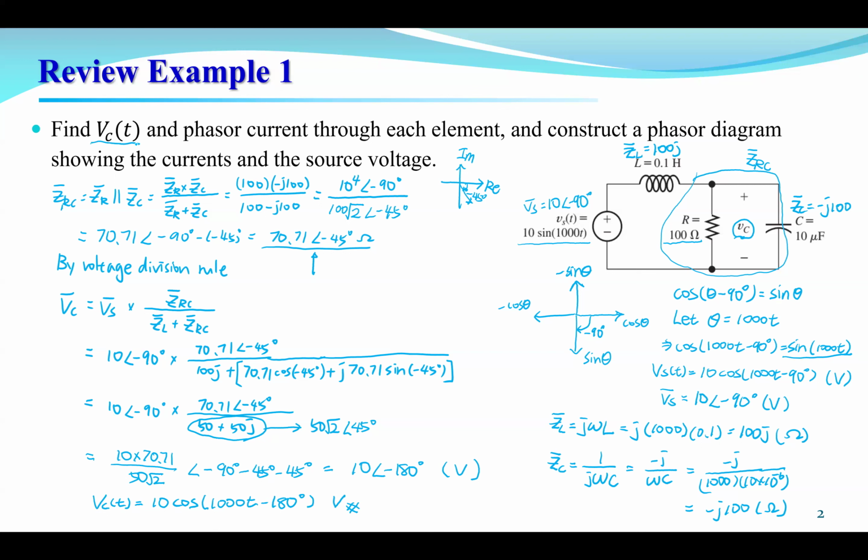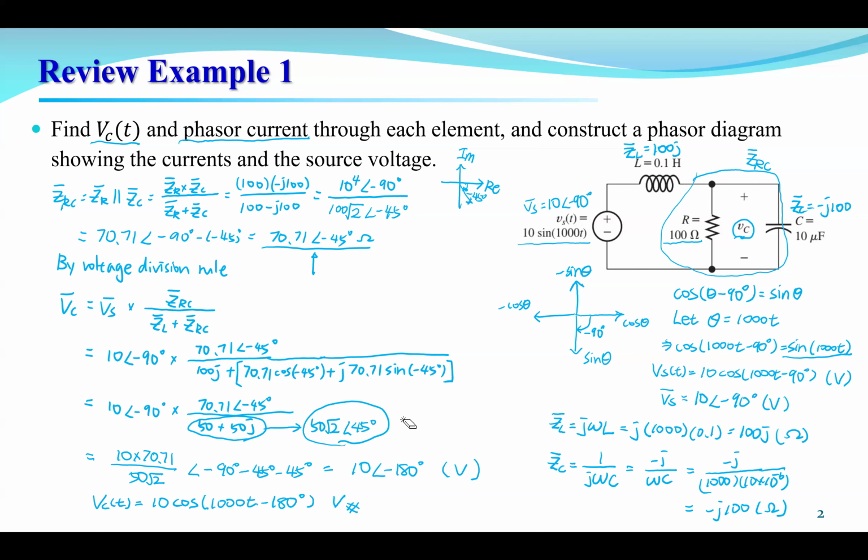And secondly, it asks us to find the phasor current through each element. What I'm going to do is calculate the total impedance. Actually, we already have the total impedance, which is this. Because we put the capacitor and resistor in parallel to find ZRC, and ZRC is in series with ZL. So this is Z total.